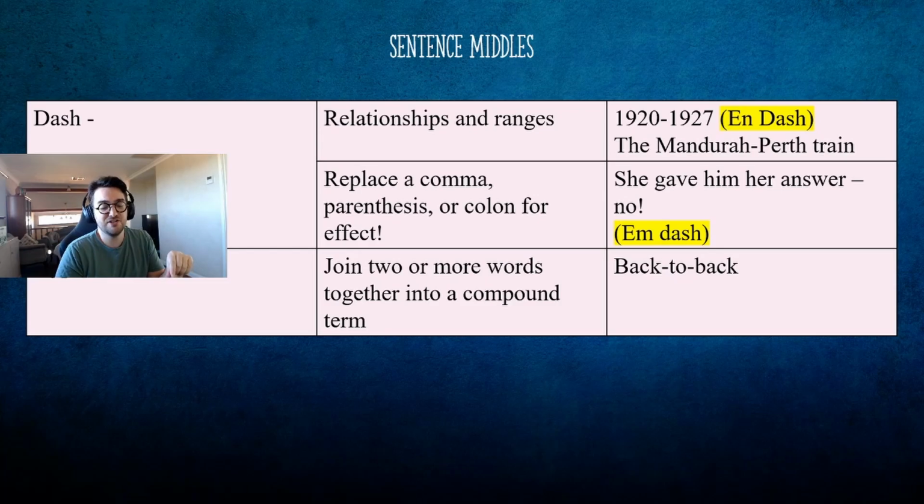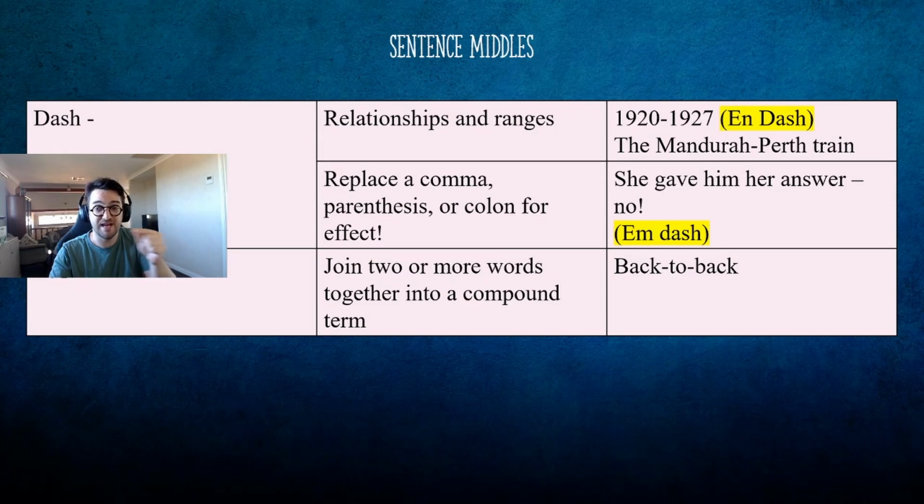So a dash can be used for two reasons. The first one is the most common, and you'll see this all over the place: relationships and ranges. So 1920 to 1927, that would be a range. A relationship is the Mandurah-Perth train, right? That's a relationship between two different places. You combine them with a dash.